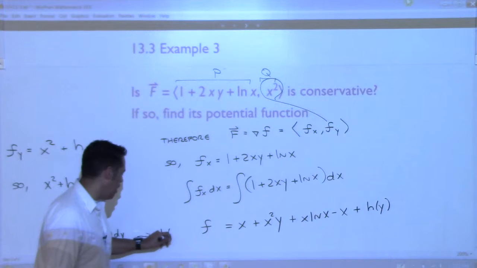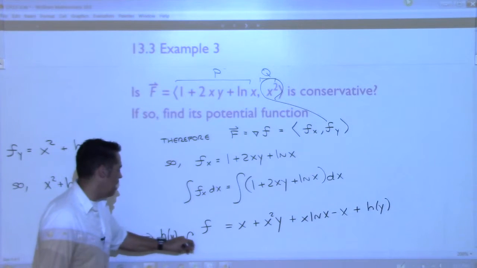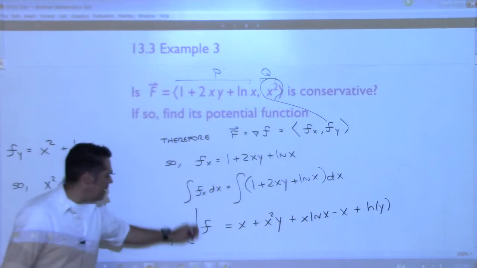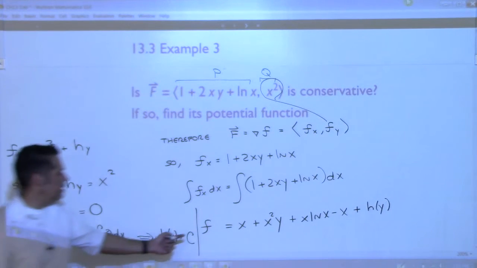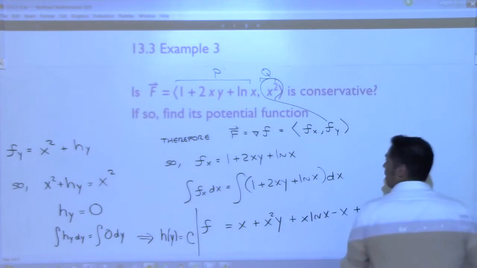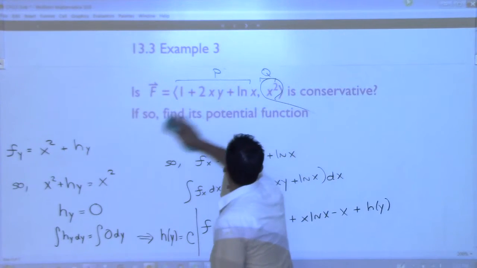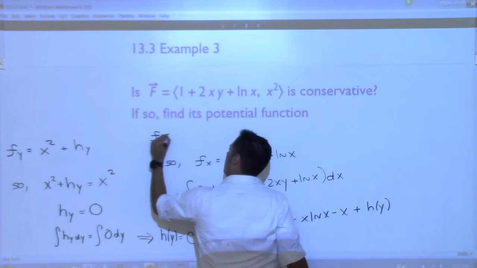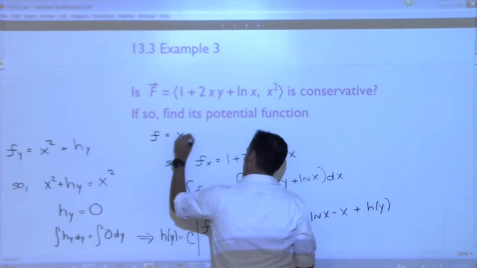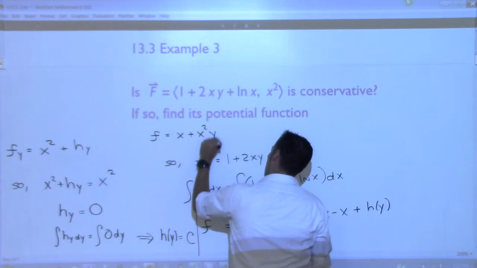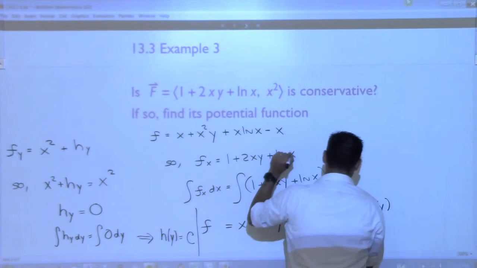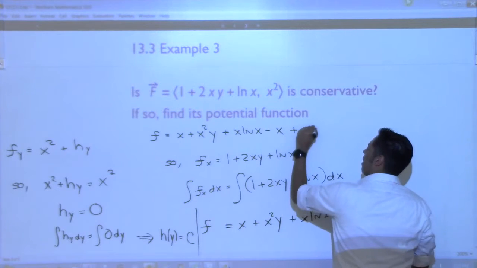And you could put h of y if you want. H of y is just some constant that I don't know. So do we have a formula for little f now? We do, right? We have a formula for little f. Little f, the potential function, is x plus x squared y plus x ln x minus x plus some constant, right?